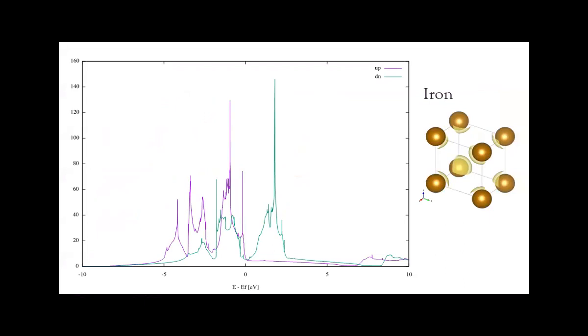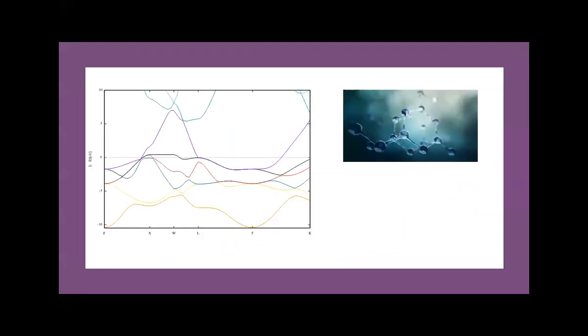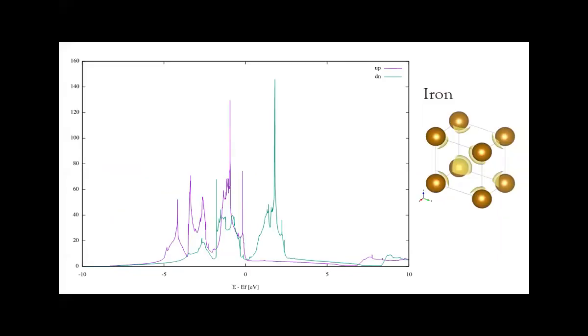Iron is actually special, right? Iron is a metal, so its band structure would look like this one for iron. What I drew here is not the band structure, but actually the density of states. It's the thing that I showed you before, integrating everything in momentum space.